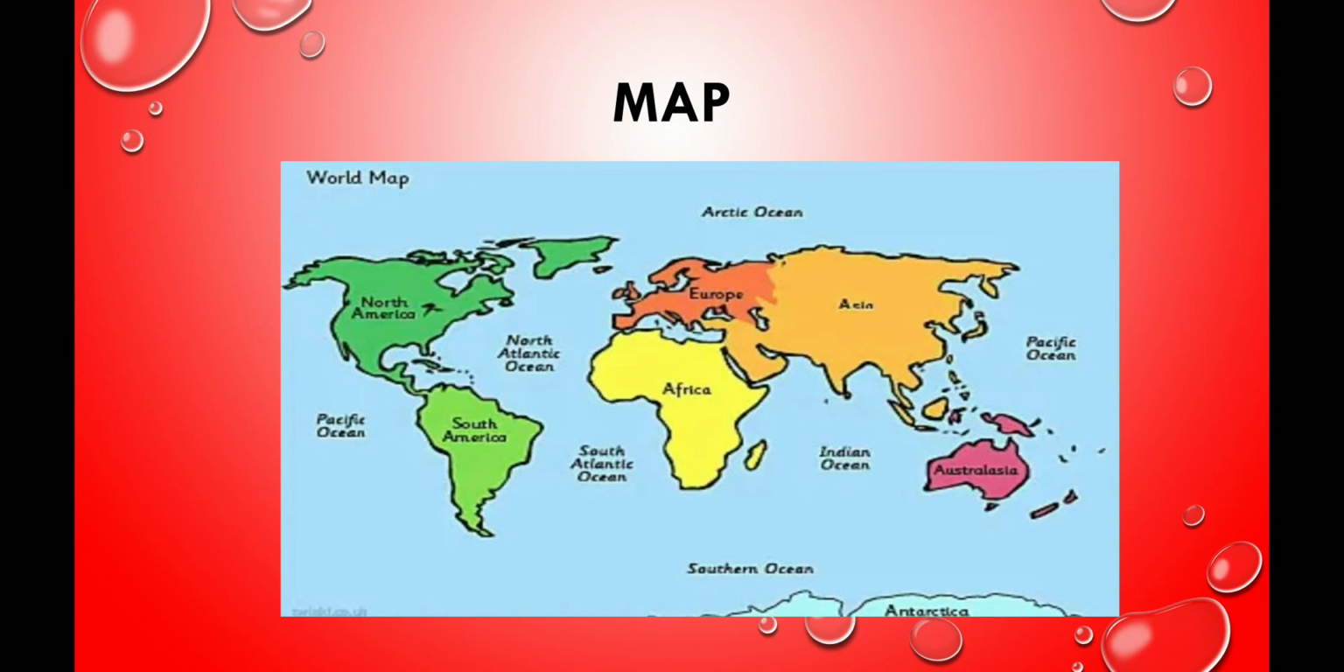Maps can be big or they can be small. Big maps that can be hung on the wall are called wall maps. There is a book which is a collection of different maps, and that book is called an atlas.